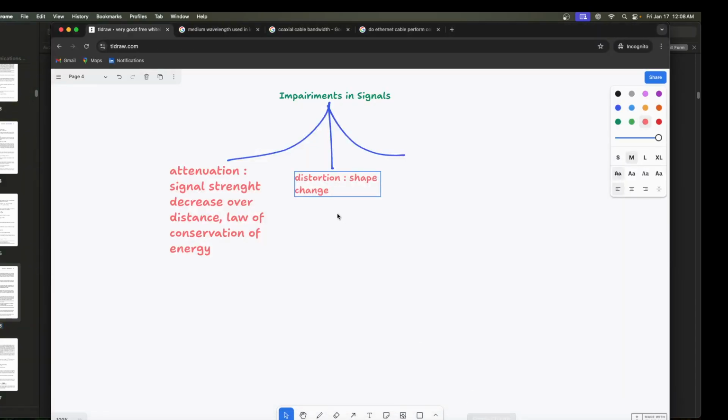So if I say shape change is distortion, then I say noise. So noise is any unwanted signal. We don't want this.